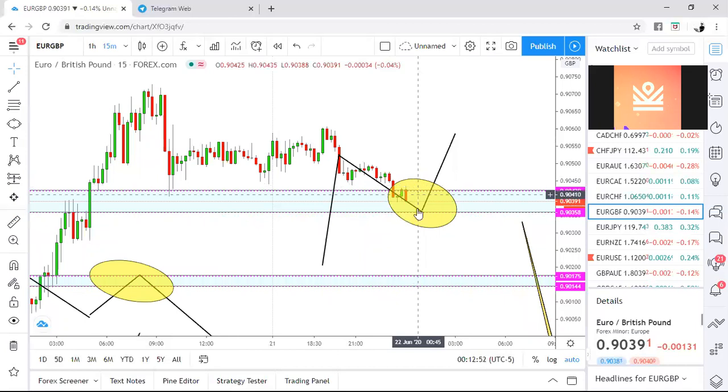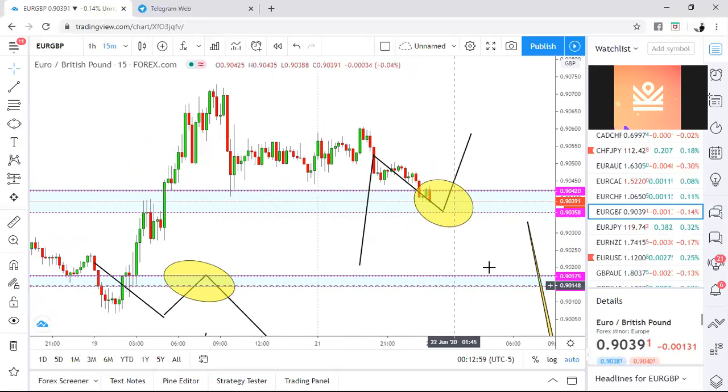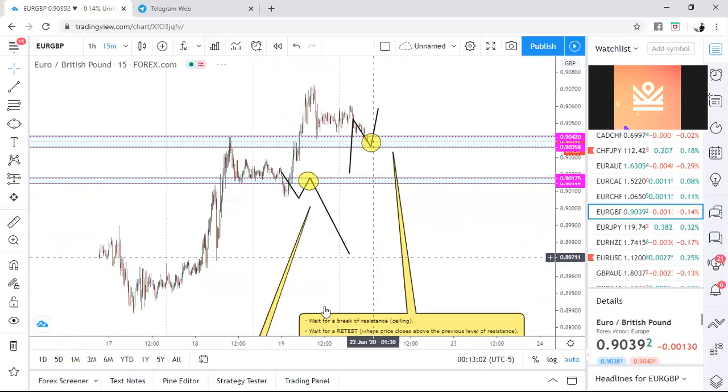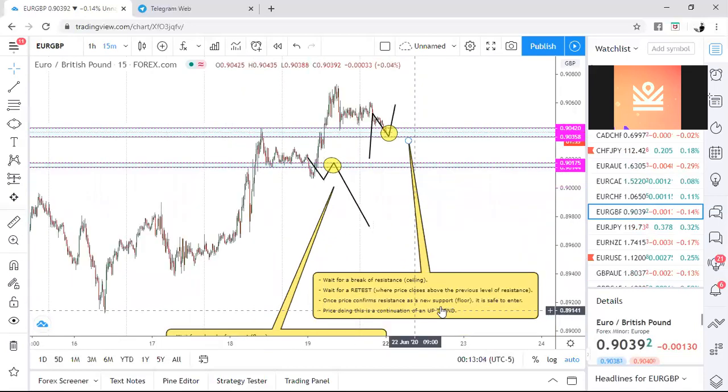Like once I see this was a ceiling, broke the ceiling, and is now retesting as a new floor. And then again, because of the rules, what do the rules say? The rule says once price confirms resistance as a new support, it is safe to enter. Once price confirms the ceiling as a new floor, then you enter. It's as simple as that.